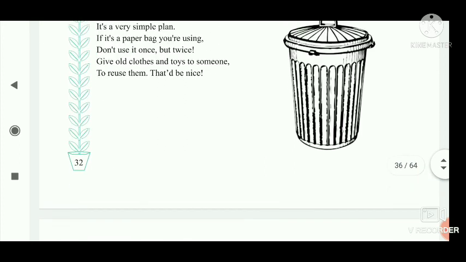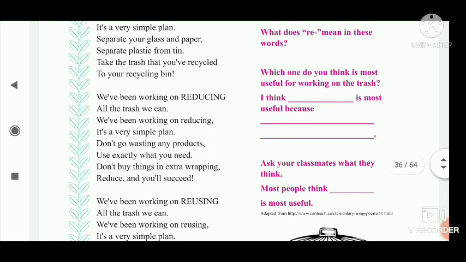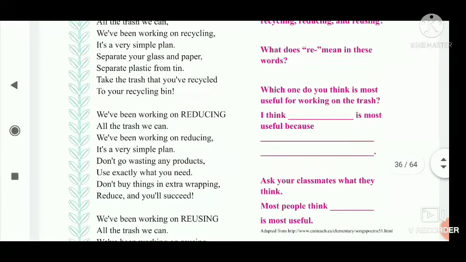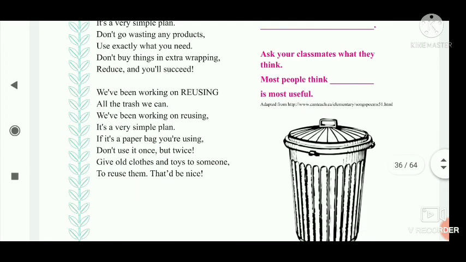Okay, so now today we discussed the activity 5 and 6, and I hope in activity 6 you also understand very well what is the recycling, what is the reducing and what is the reusing. The most important thing: we never waste anything in our life.